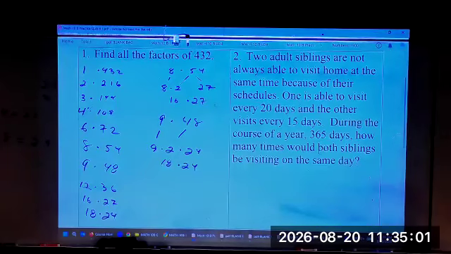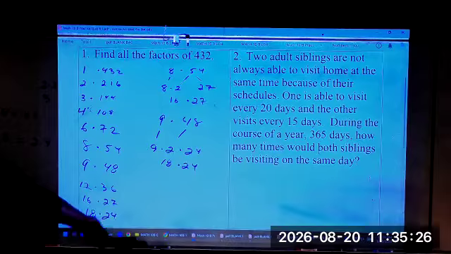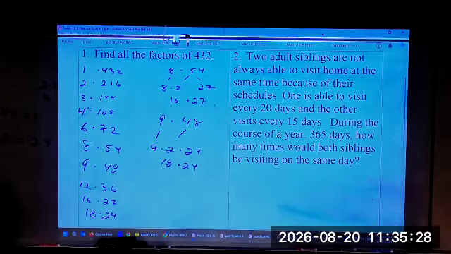19 is a no. The next one is 20. 20 ends in a 0, and this doesn't. 21 has a 7 in it, and this doesn't have a 7. 22 has an 11 in it, and this doesn't have an 11. 23 is prime. 23 is not going in there. And then we get to 24, which repeats. Now it repeats all the pairs. So that's the last pair of the factors.